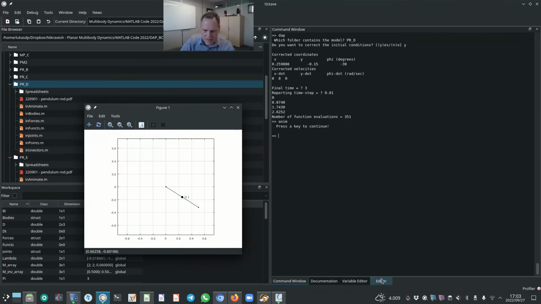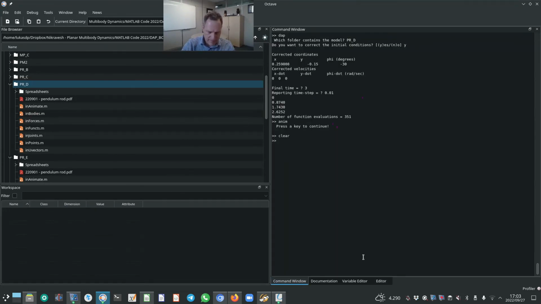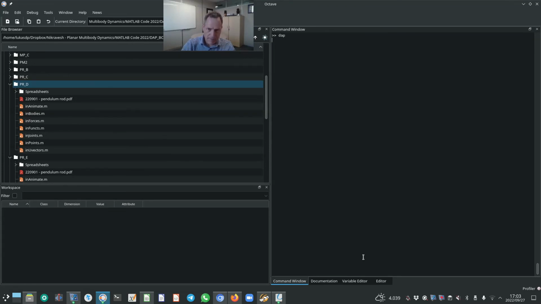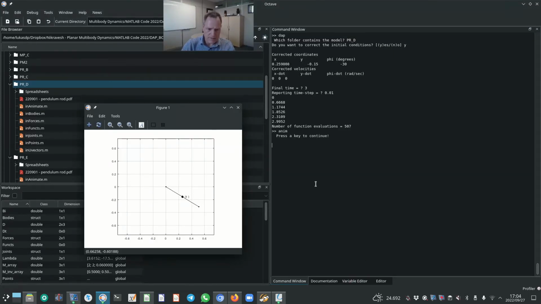Right, let me change the input torque to something smaller. Let's use 3 Newton meters. Okay, once again 3 seconds, 0.01, and we say anim. Now the torque is too small, so the pendulum starts falling and then the torque picks it up. The pendulum will fall again and it will pick up again, and it will continue with these oscillations.